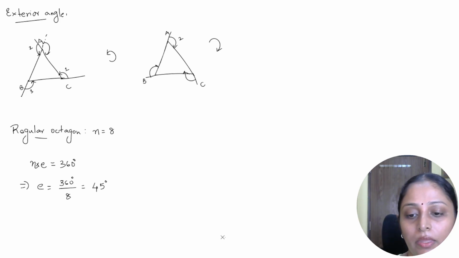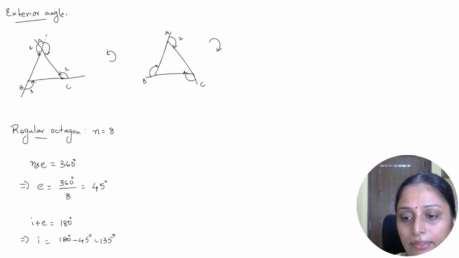Now here, next question that they have asked is interior, right? Now what is the interior angle? If exterior is 45 degrees, I know that interior plus exterior is equal to 180 degrees, implies interior angle measure is equal to 180 minus 45, which is nothing but 135 degrees. This is the measure of the interior angle, right? So next is a regular 20gon.